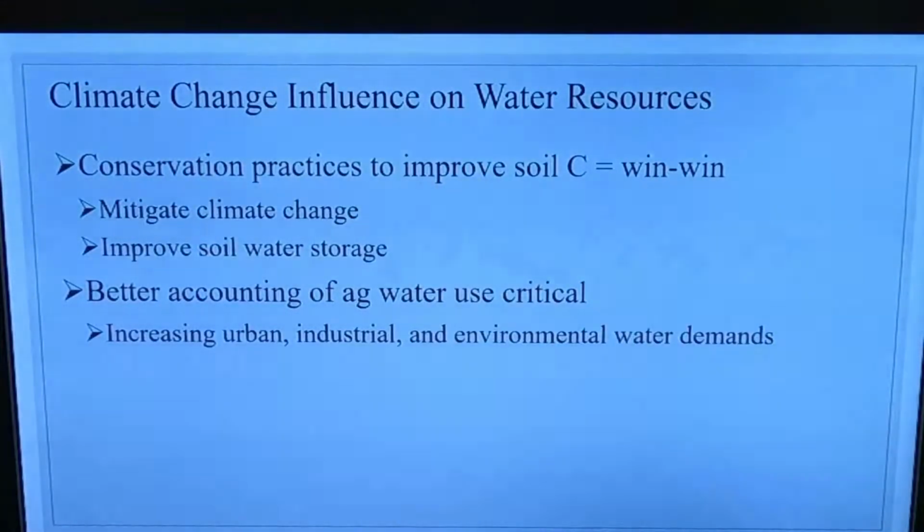One way that we discussed last time was having an accounting of this ag water. Kind of like what I was talking about in soil chemistry class, kind of like this paycheck budget.